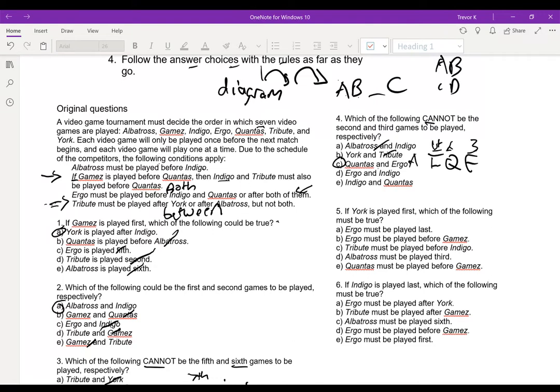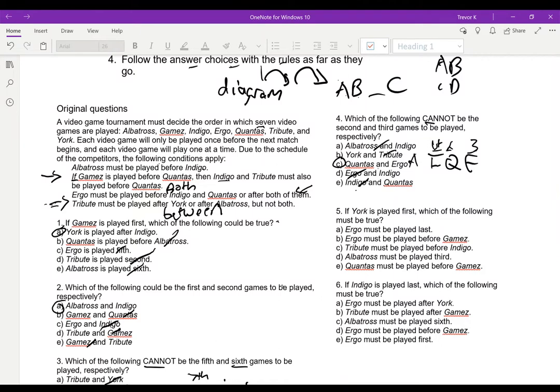Ergo and Indigo, probably fine, right? Ergo is just sometime before Indigo, and Albatross has to be before Indigo, which means Albatross is first, and that should be fine. And then Indigo and Qantas, Indigo just needs to be sometime before. Indigo is just going to be after Albatross, so it'll go Albatross, Indigo, Qantas, and then again should be fine. Ergo is going to be sometime after Qantas and Indigo. Yeah, totally fine. All right. So again, I don't need to work out all of these. I'm just working out, yeah, it's probably fine.